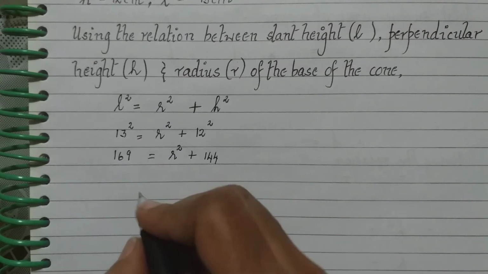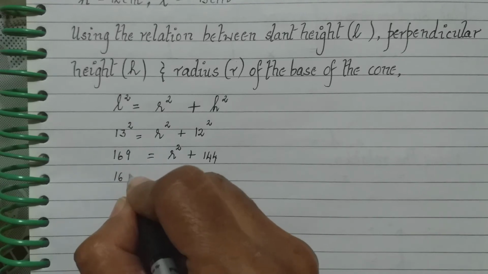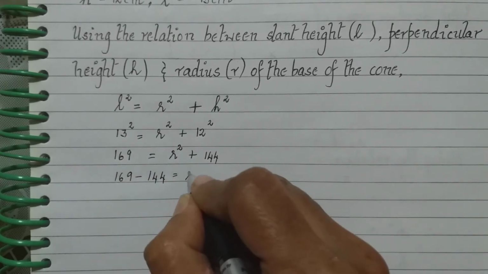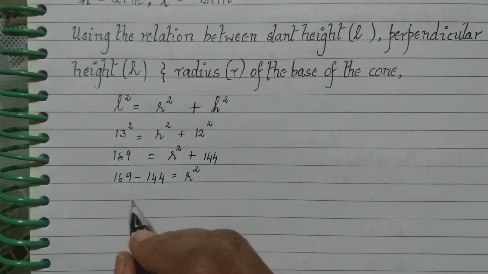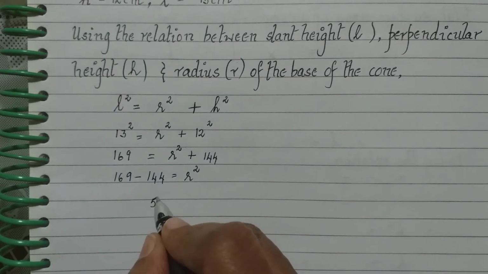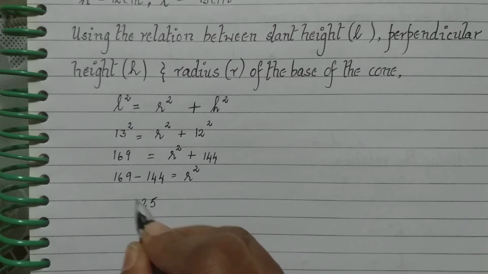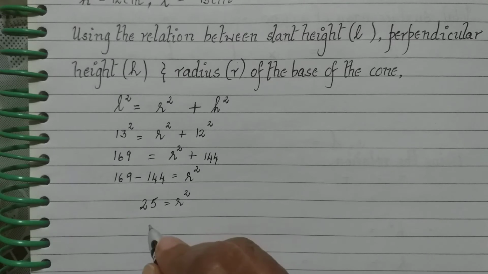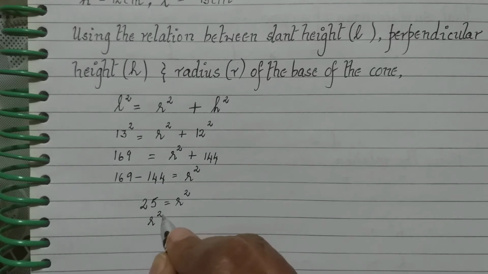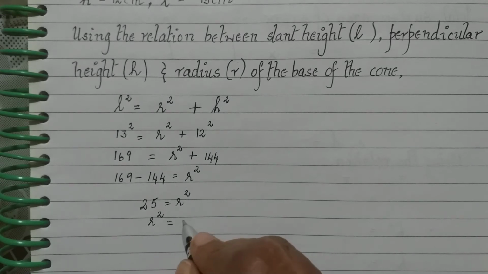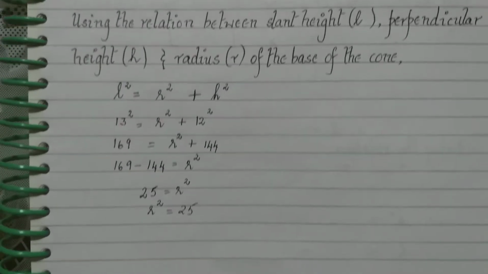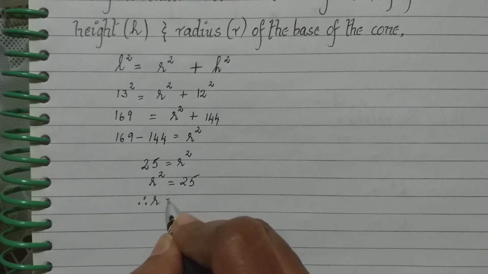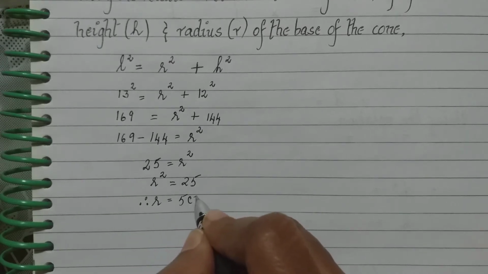We take 144 to the other side. 169 minus 144 is equal to r square. Now, when subtracting, 9 minus 4 is 5. 6 minus 4 is 2. 1 minus 1 is 0. So, 25 equal to r square. We can change the sides, left hand side to right hand side and right hand side to left hand side. So, r square is 25. Therefore, r is equal to 5 centimeter.